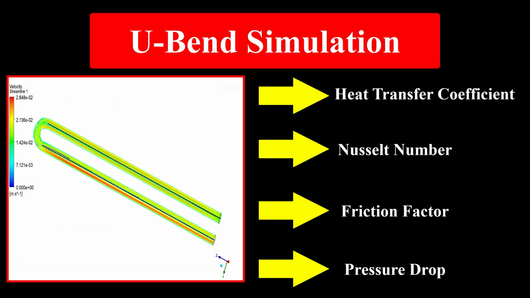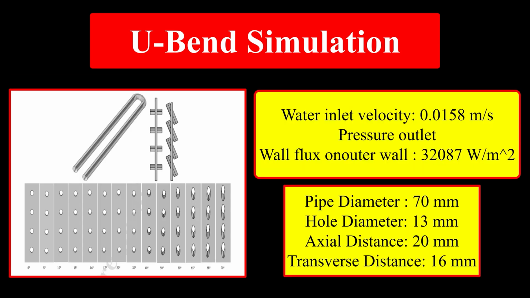In this session, I have simulated a water flow in a U-bend pipe, and I will show how you can calculate the heat transfer coefficient, Nusselt number, friction factor, and pressure drop. This simulation is based on an article provided in the attachment.